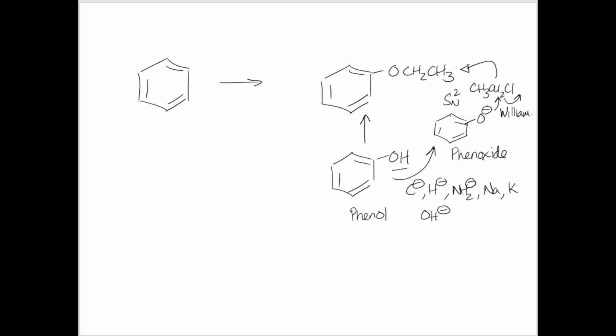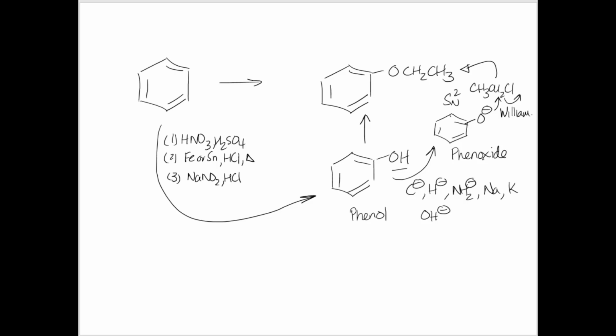So that means we would just need to basically put the phenol group on the ring. How would we do that? We would use HNO3, H2SO4 to put the nitro group on the ring. We would use iron or tin, HCl, and heat to reduce that to an NH2 group. We would then use NaNO2 and HCl to make the diazonium salt, and then we would use H3O plus in order to convert that diazonium to the phenol.